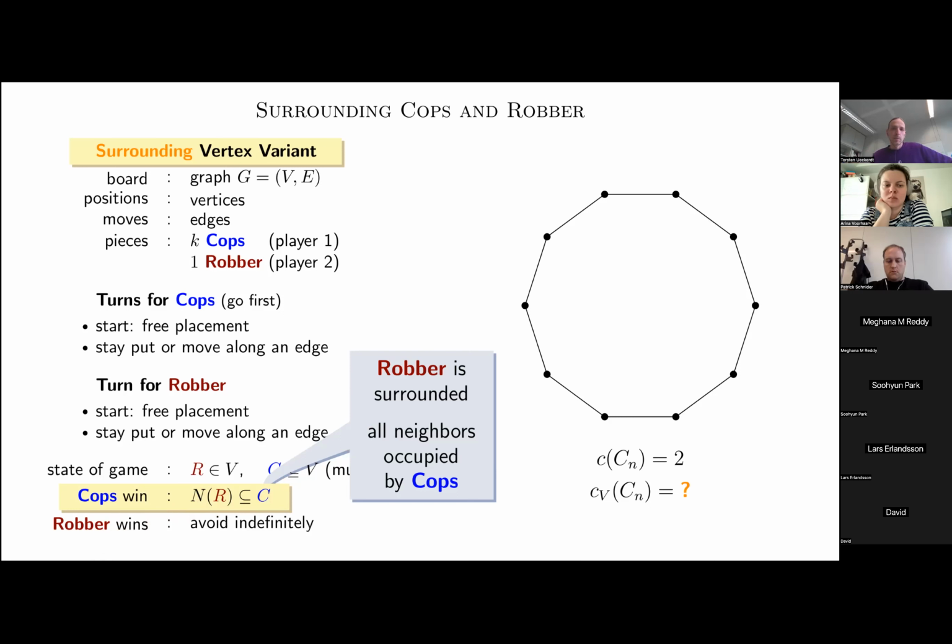Good. And then the corresponding game is played again under perfect play and complete information. There is this turning point where there are enough cops to surround any smart enough robber. And the smallest number of cops that is necessary and sufficient is called C sub V of the graph. Okay. Now again, maybe this is a little harder. What is C sub V of the cycle?